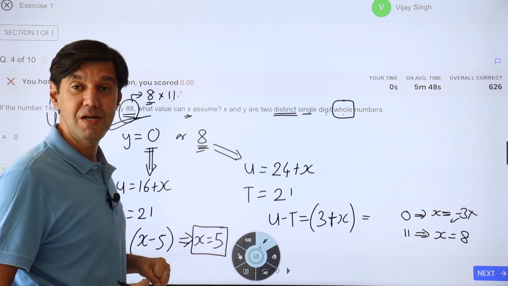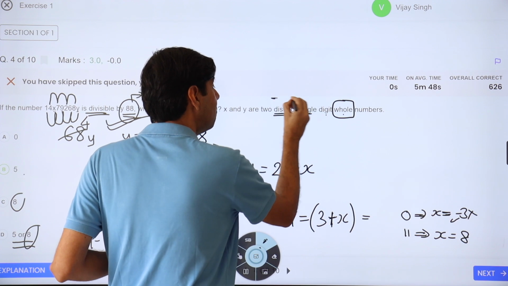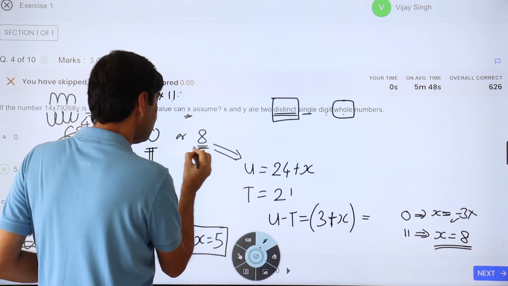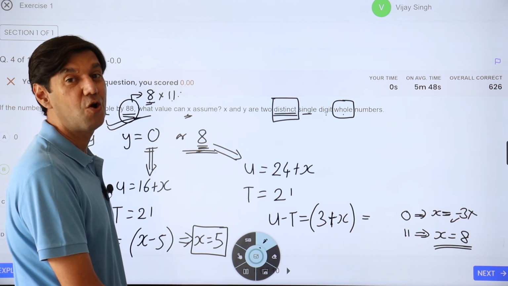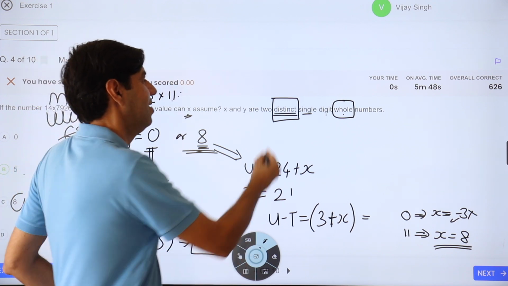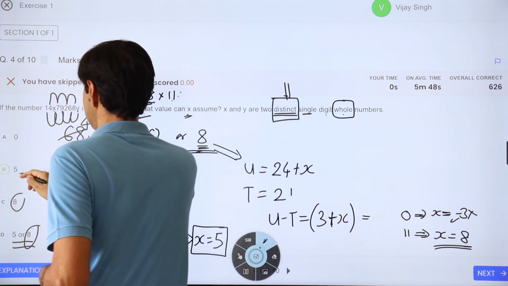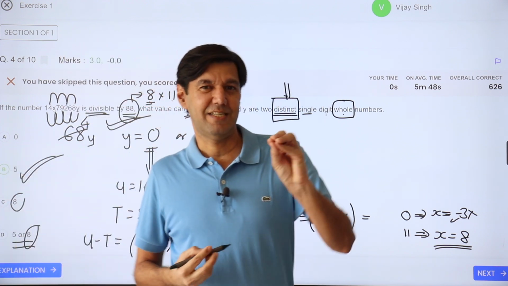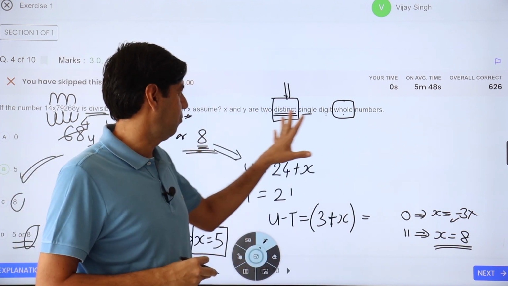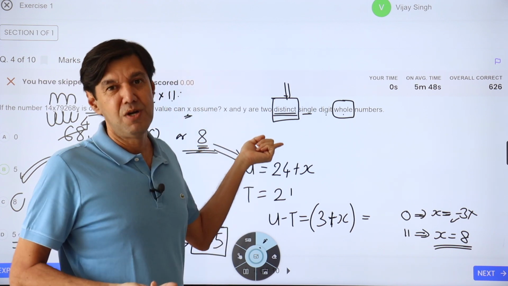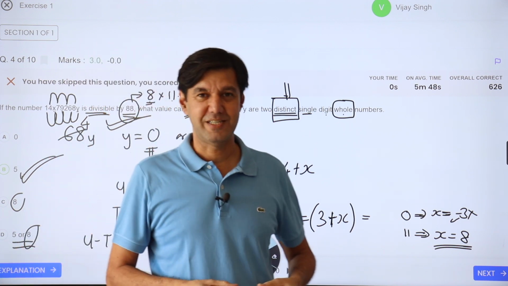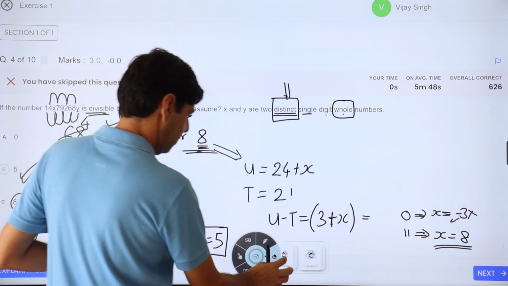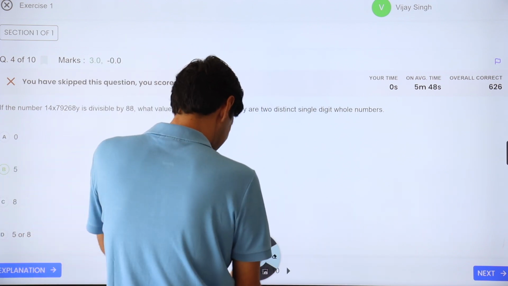So what is the problem? The problem is this word here. If x is equal to 8 and in this case y is equal to 8, they are no longer distinct. So the only acceptable value here is x is equal to 5. That was a little nasty point over there. But then yes, you need to be alert to all such points. Moving ahead. So questions are slowly getting a little trickier.